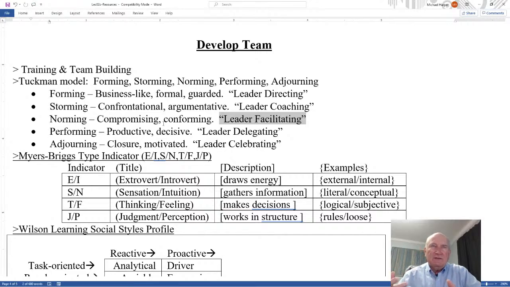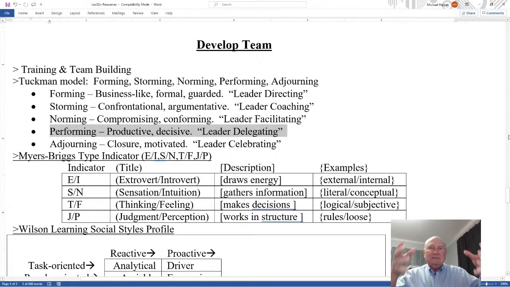And so part of the Tuckman model is recognizing natural human reactions to group dynamics, but also understanding that this is within a project to get the project done. Then the next stage is performing. And here you need to be productive, you need to be decisive, and the leader is going to delegate. Delegate to let the team members do what they're good at doing, let them do what they're going to do.